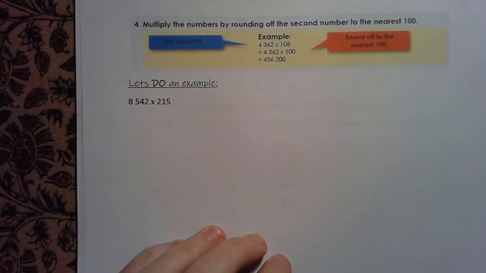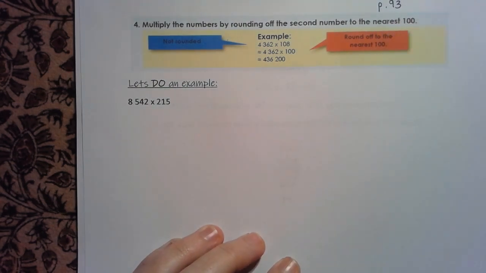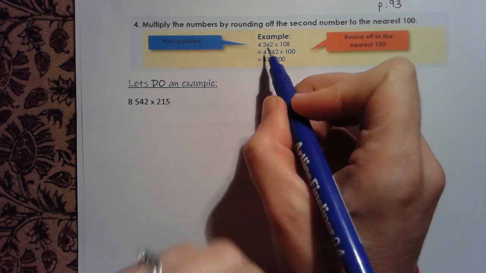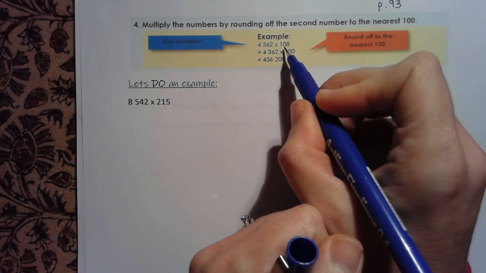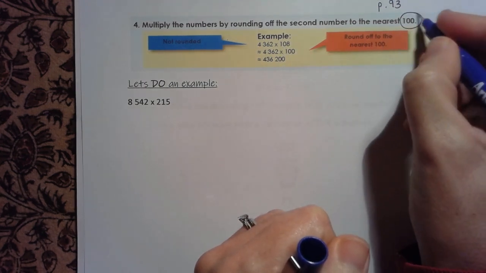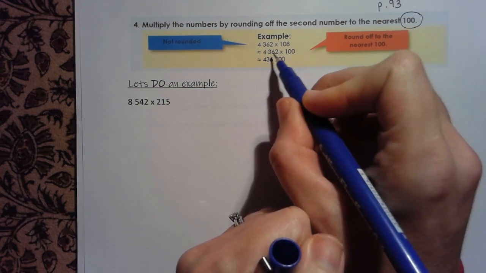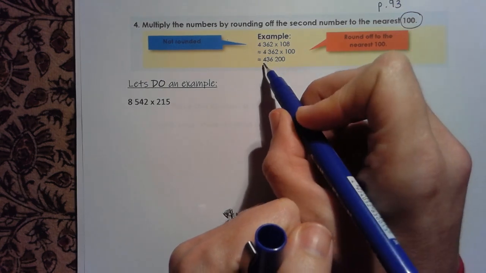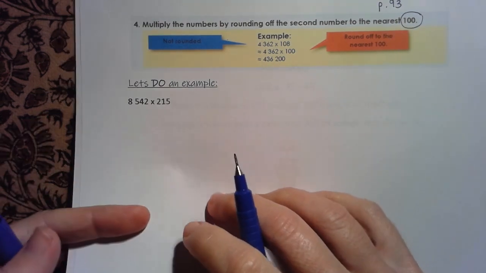This is on page 93. Multiply the numbers by rounding off the second number to the nearest hundred. So the first number will not change. It's going to remain the same. So when you look at this 108 rounded off to the nearest hundred, that will stay 100. So multiply with 100, you add 2 zeros. So the same digits, just with the 2 zeros at the back. So this will be 436,200.